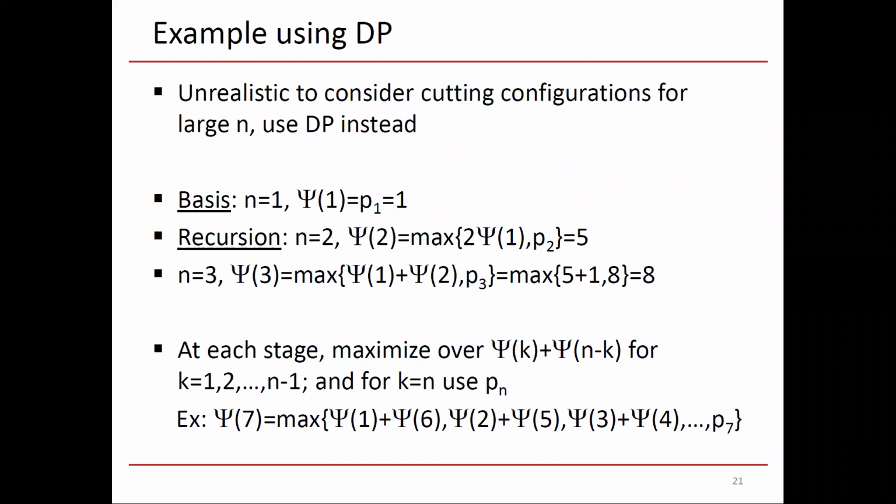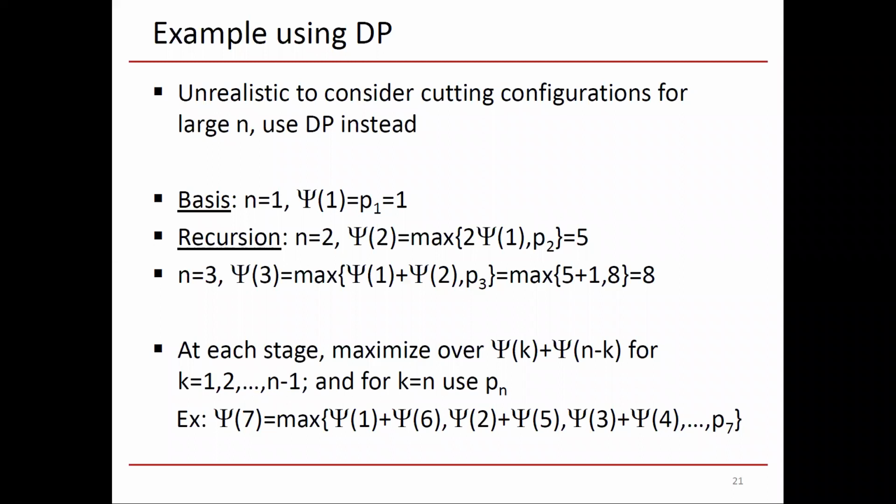plus psi of 1. Now, P3 is $8. Psi of 1 plus psi of 2 is $6. So overall, $8 is better. And for n equals 3, the optimal action is to do nothing, to sell it, no cutting. At each stage, we're maximizing over psi of k plus psi of n minus k for a cut of k, and then the rest we're dealing with recursively.